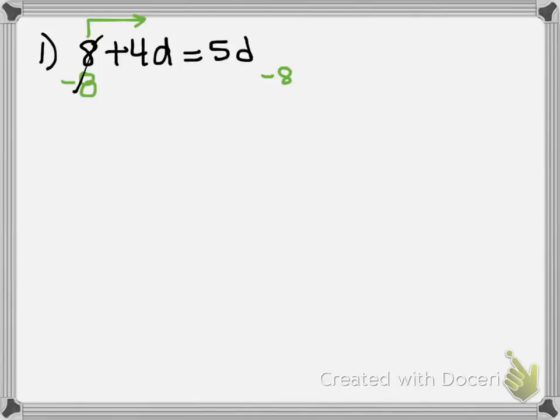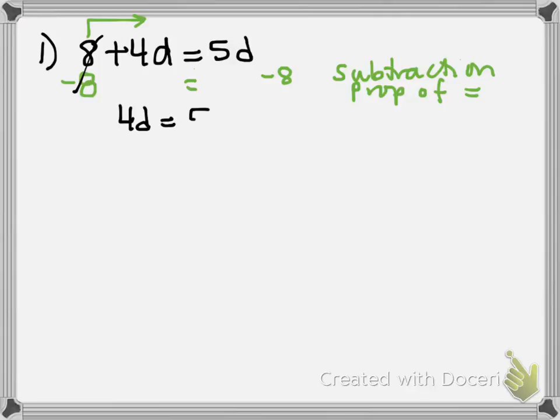So remember we said in our notes that we're going to use properties of equality. Well, this property is the subtraction property of equality. I'm subtracting 8 from both sides of the equation, because see, here's where the equal sign is. So the result of that is 4D equals 5D minus 8.